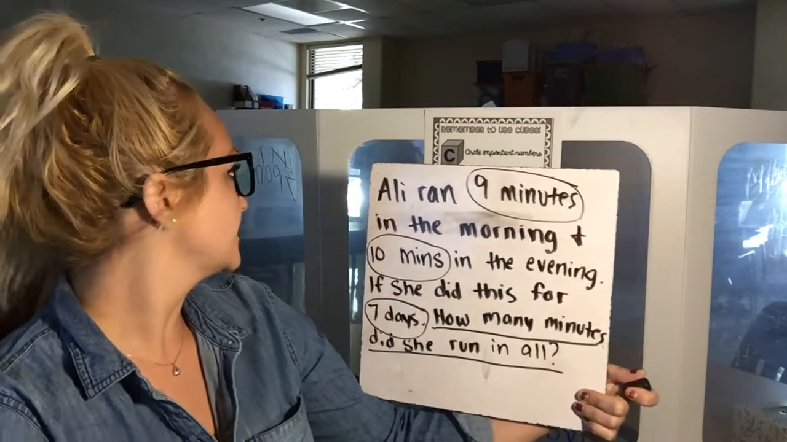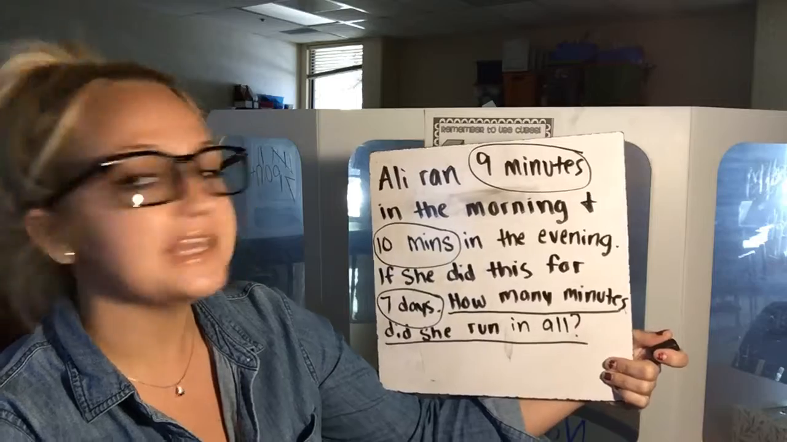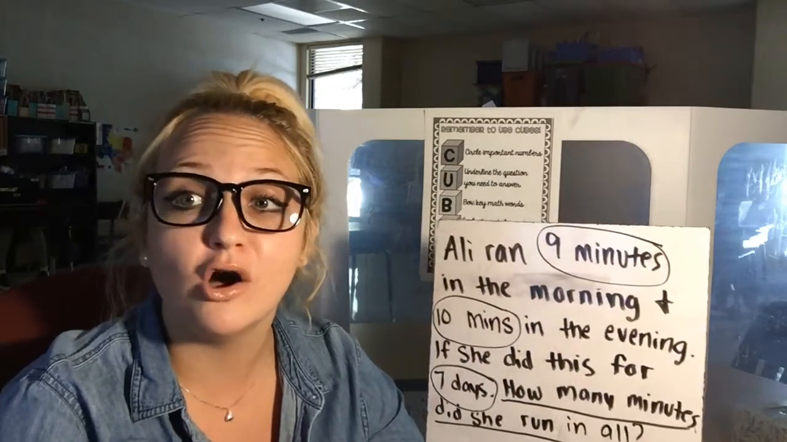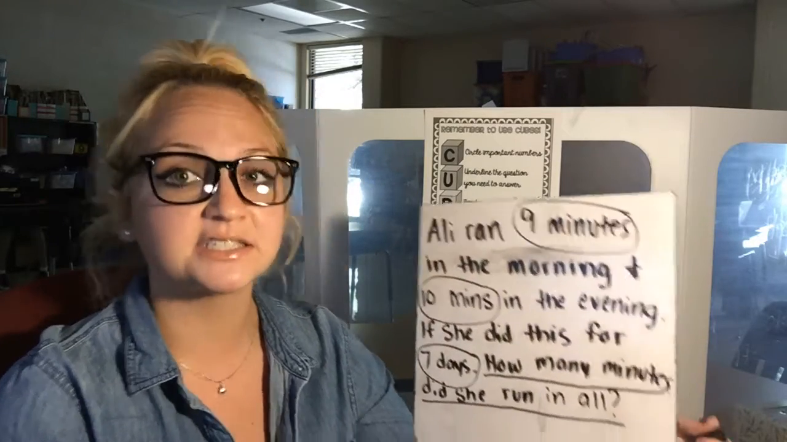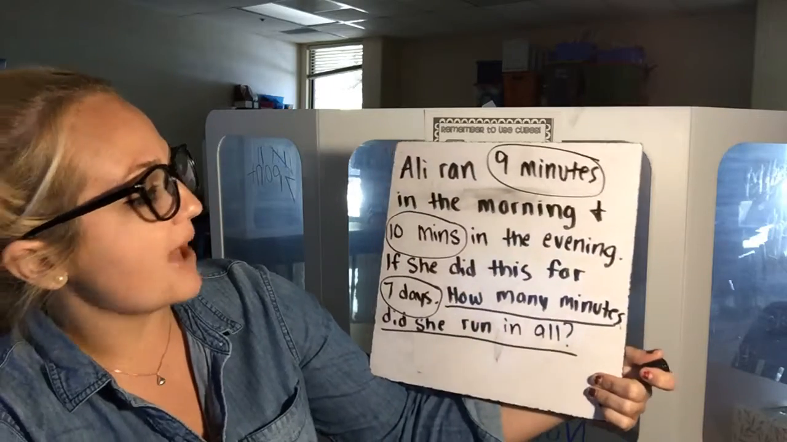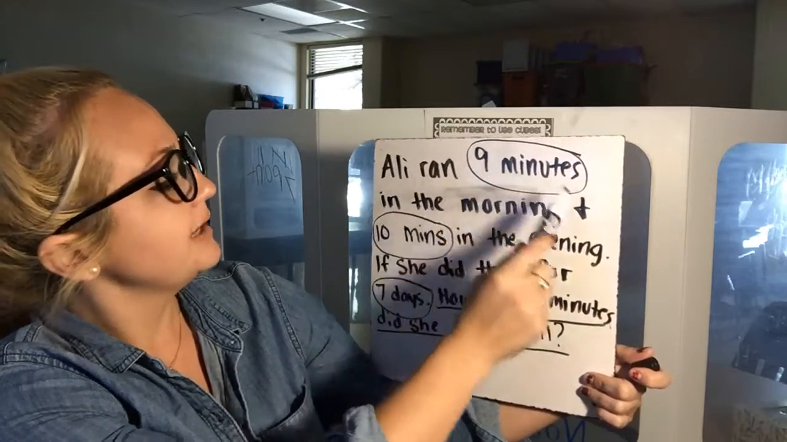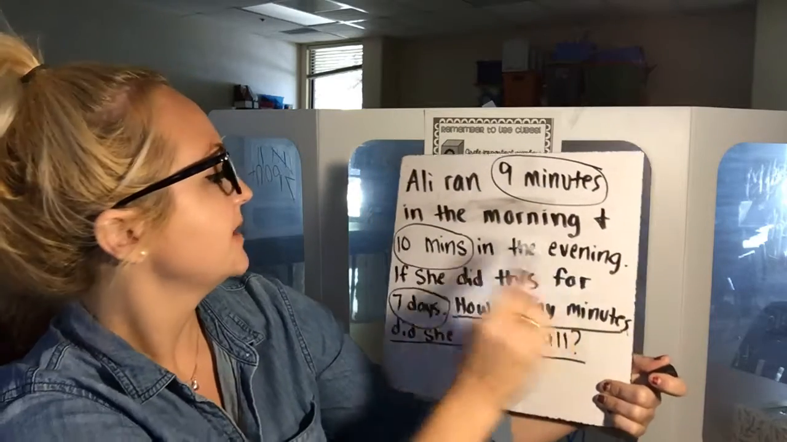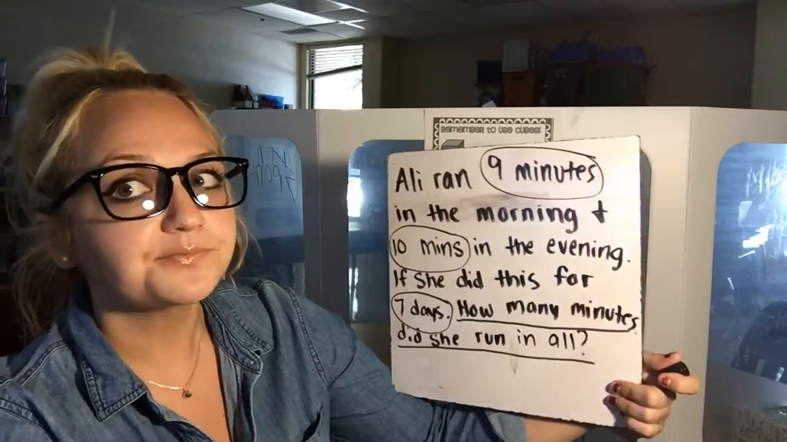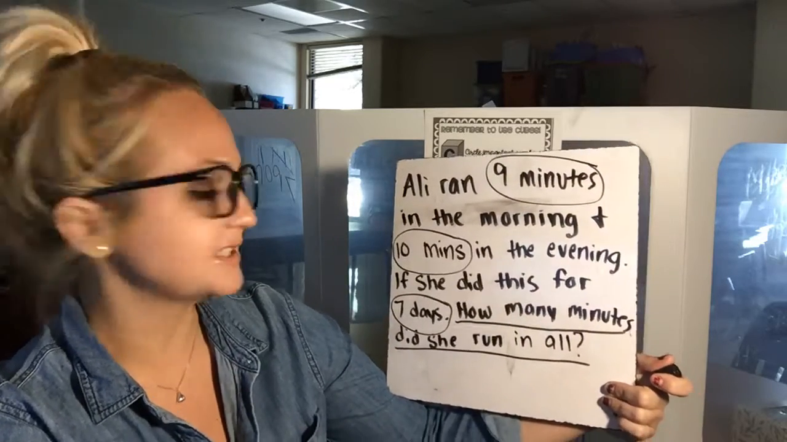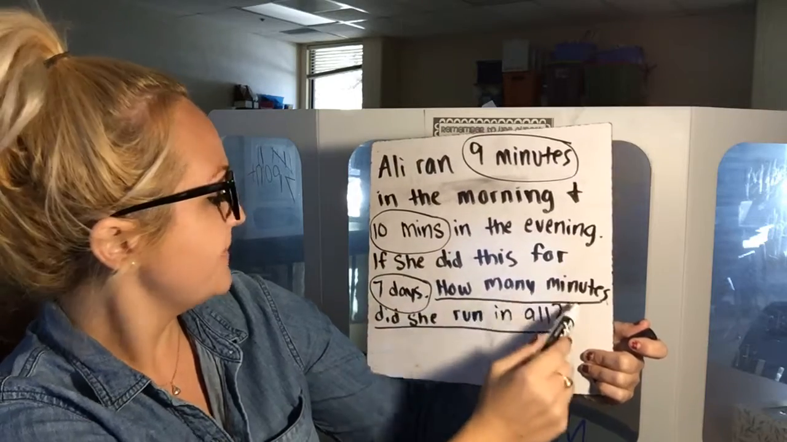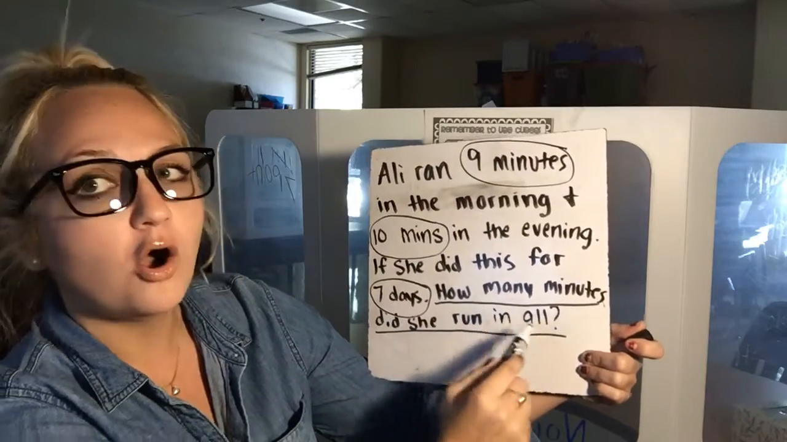Okay? Our next one is B, box key math words. So key math words are the words like in all, total, how many are left, what's the difference. So let's read through this and find our key math words. Allie ran 9 minutes in the morning. Those are important, but it doesn't have any math words. 10 minutes in the evening. Still important, but those aren't math words. If she did this for 7 days, how many minutes did she run in all?